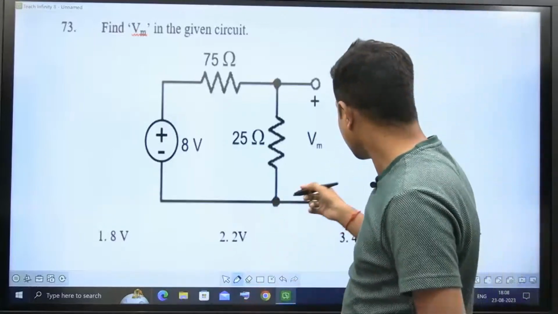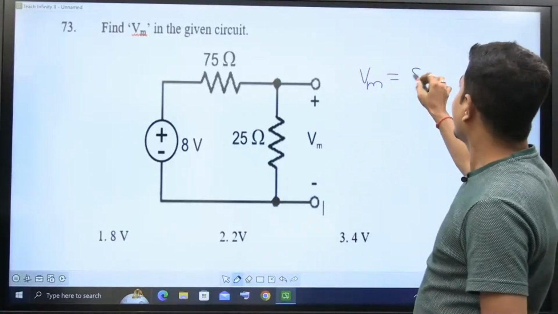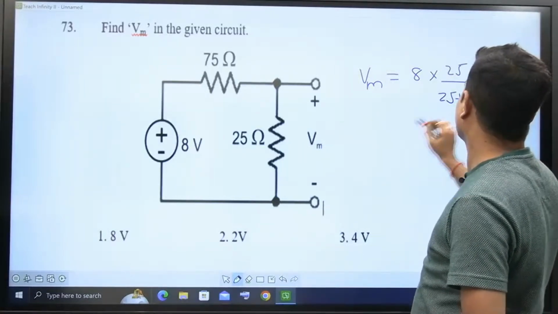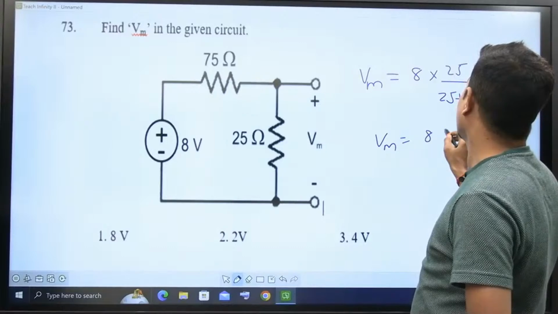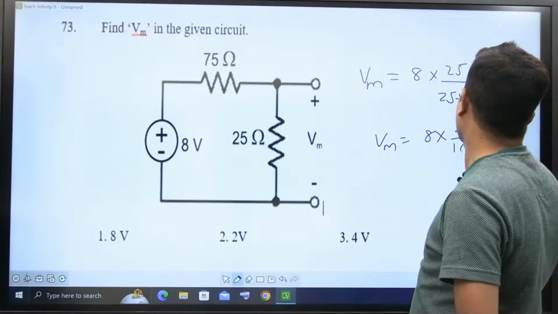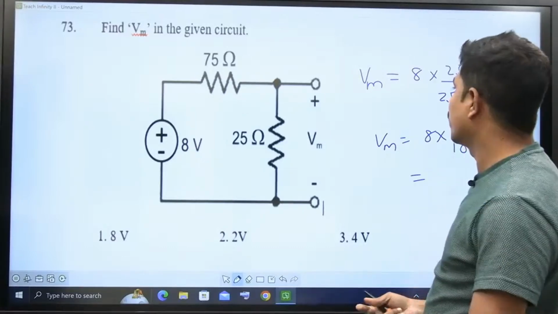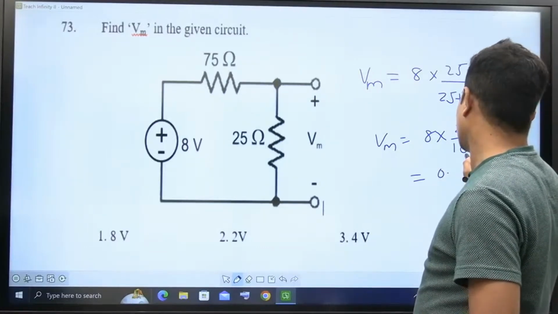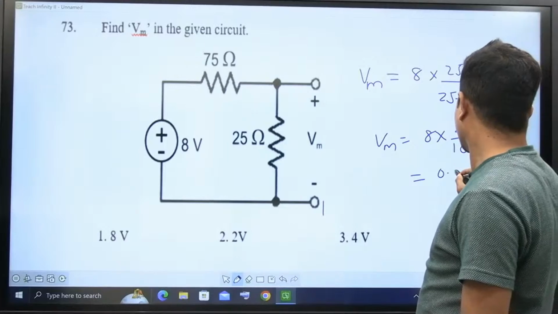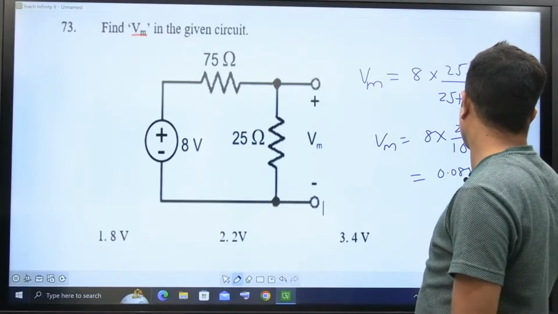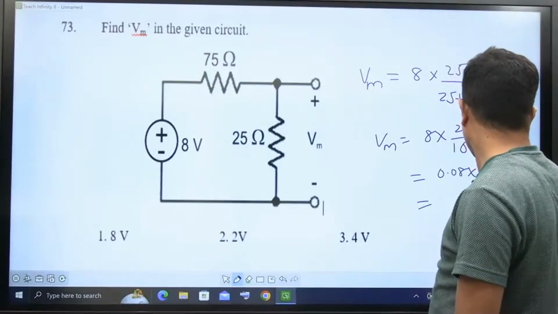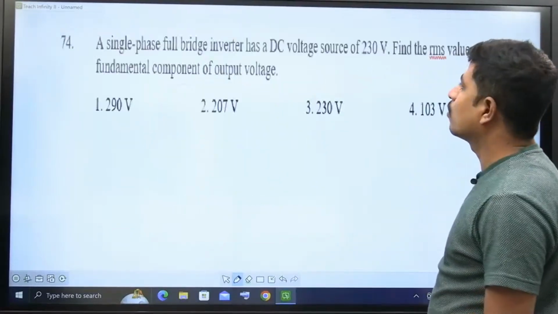We saw. Now VM is equal to 8 into 25 by 25 plus 75. So VM is equal to 8 into 25 by 100. How much is 25 by 100? So 0.08. You solve it, you're going to get 0.08 into 25. You're going to get, right? Let's go to the next question.